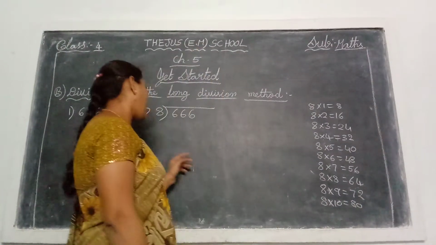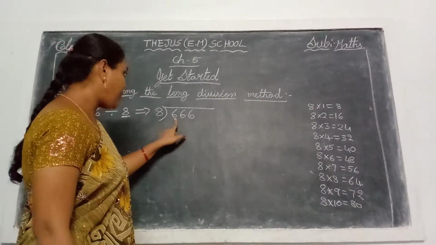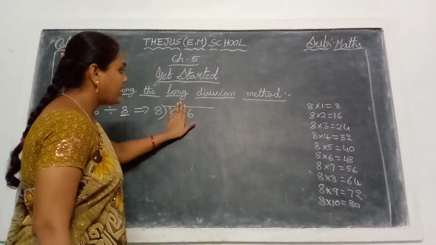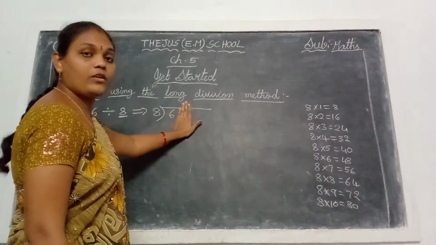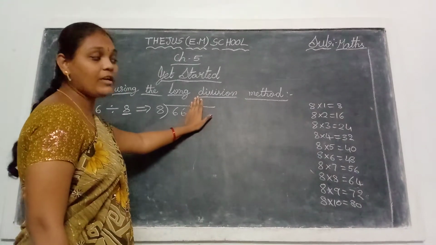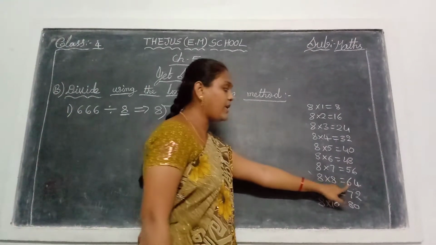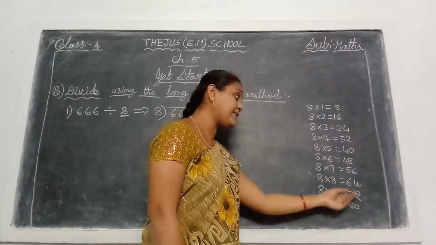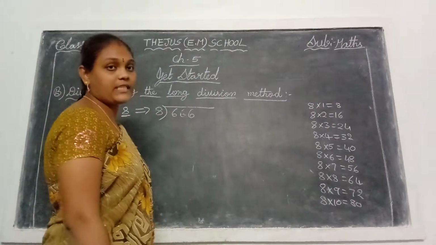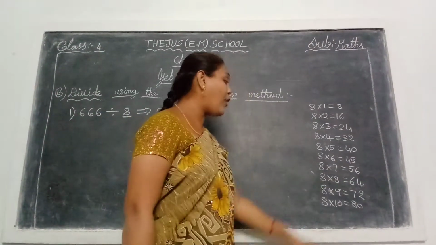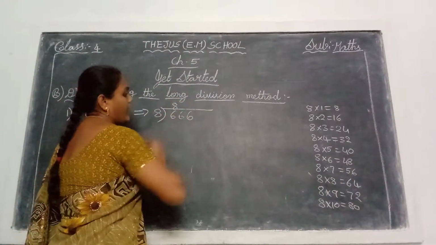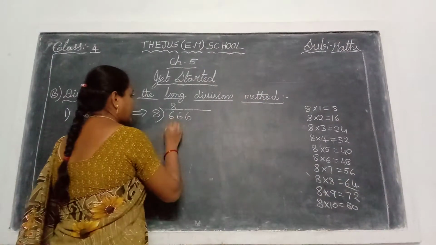Okay children? See now the 8 table, first you see the first number, 6. Is 6 in the 8 table? More than single digit, is 6 there? No. So you see the double digit 66. So is 66 in the 8 table, children? No. 64 is there. After that 72 is there. But the middle 66 is not there. So for 66 the nearest smaller number is 64. How many times? 8 times. So you write this 8 here, and you write this 64 under 66.